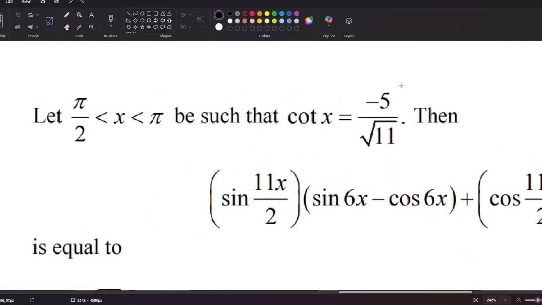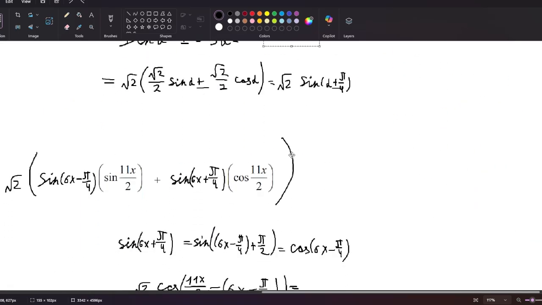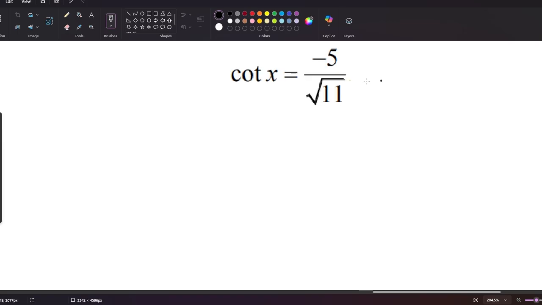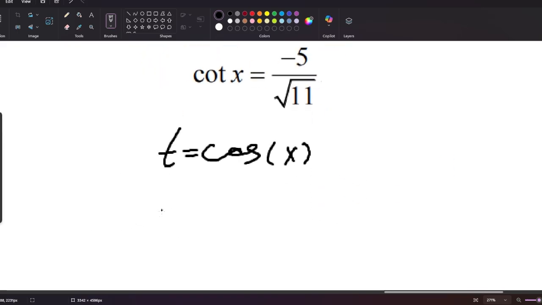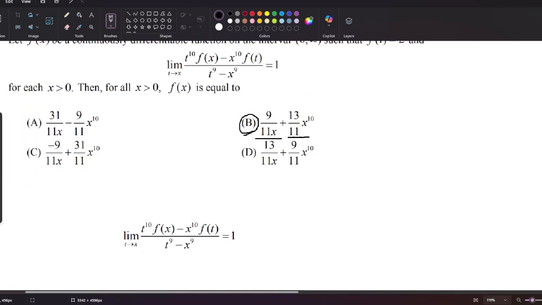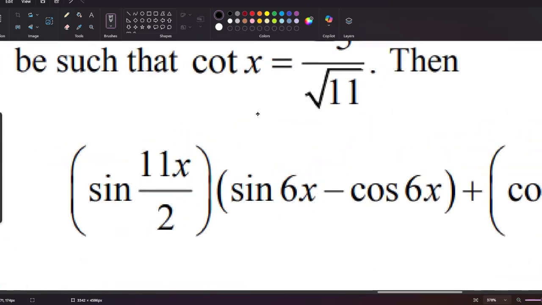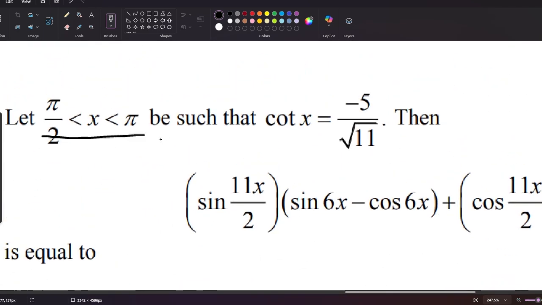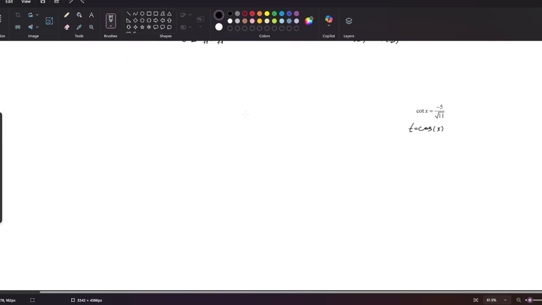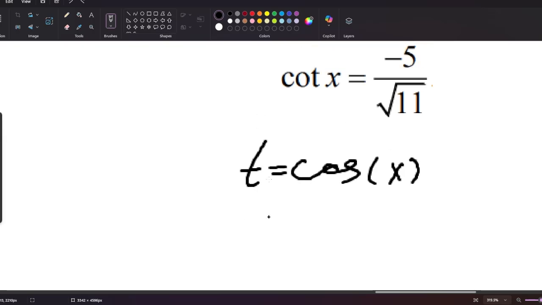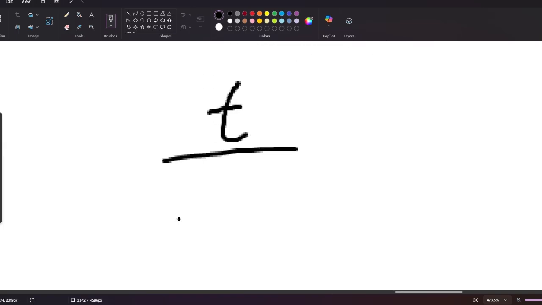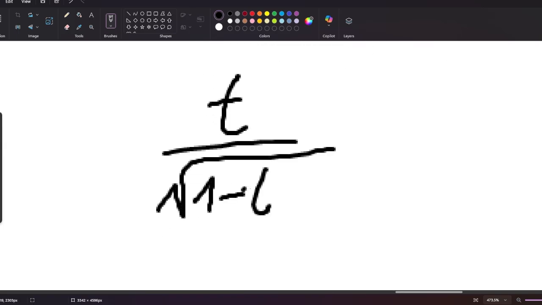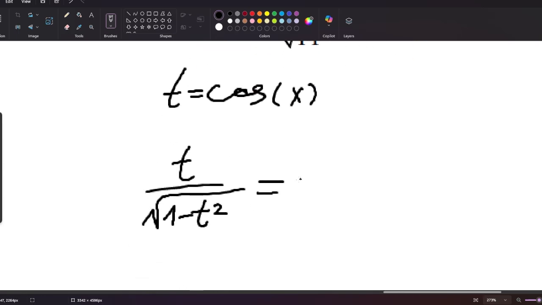Recall how cotangent of x is minus 5 over square root of 11. We can do a substitution. We can say t equals cosine of x. And since we're working with x that supposedly has positive sine, we can say that sine is square root of 1 minus t squared. So cotangent of x is going to be t over square root of 1 minus t squared equals a negative 5 over root of 11.